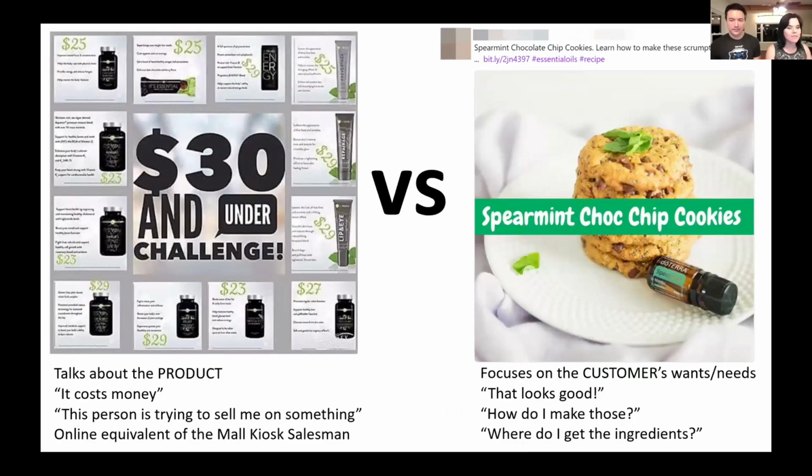Okay, on the left, and you guys, don't take this personally if you've made these mistakes. We all have to start somewhere. So on the left, the $30 and under challenge. What does this scream? It screams, I'm selling something, buy my stuff, it's going to cost money. When you're scrolling through your feed, you keep going because the biggest thing on this post is $30. Obviously, they're trying to push something at you and sell something.